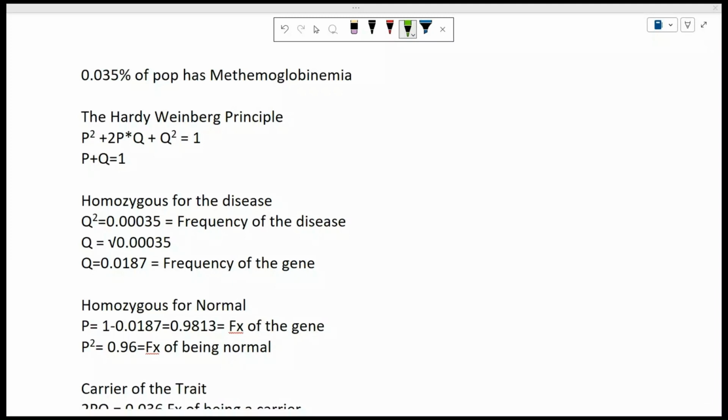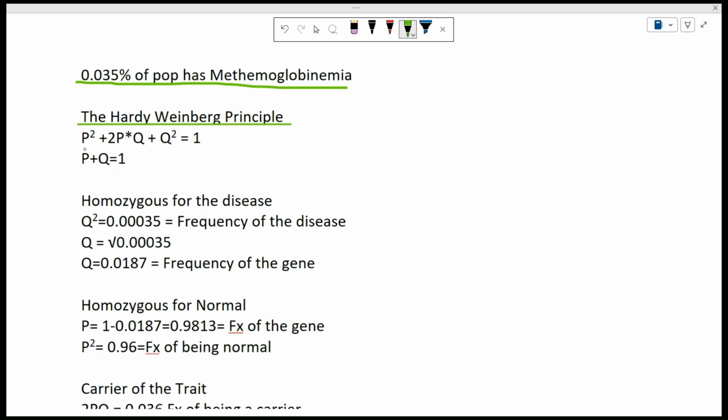So, what you see here is methemoglobinemia has an occurrence in the population with a prevalence of 0.3035%. So that's pretty rare, right? And so why did this happen to this family? Well, there's something called the Hardy-Weinberg principle. You can use this formula to figure things out.